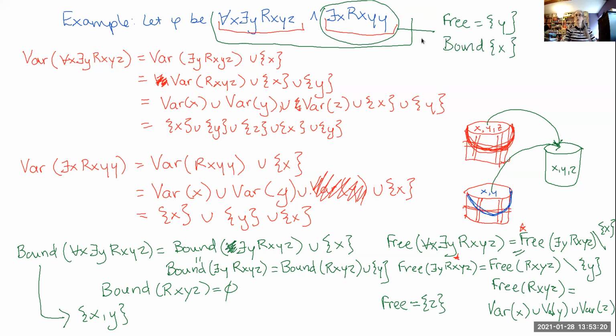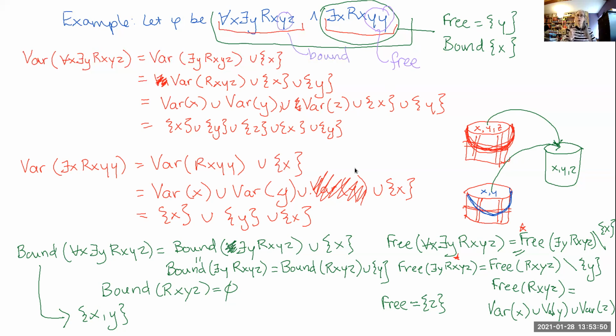So if we put these two together, if we take all of the things that are bound, then we get x and y plus y, x and y plus x. If we take all of the free variables, you've got z and you've got y, and it turns out that in this formula, y is free in one conjunct and bound in the other.